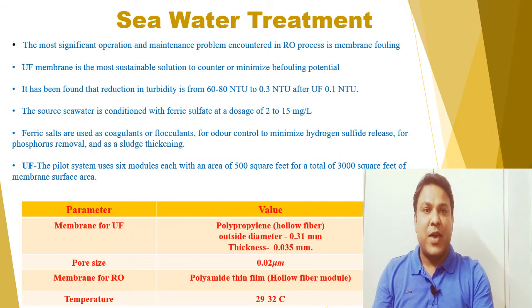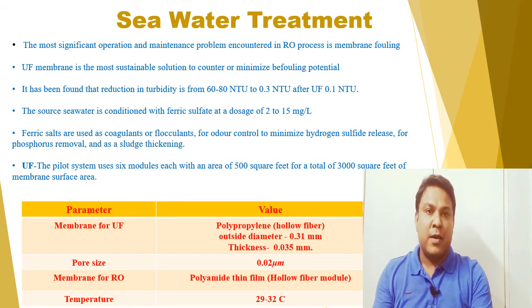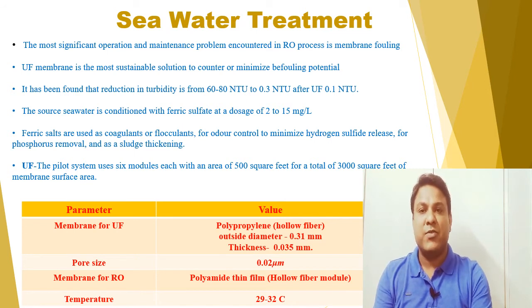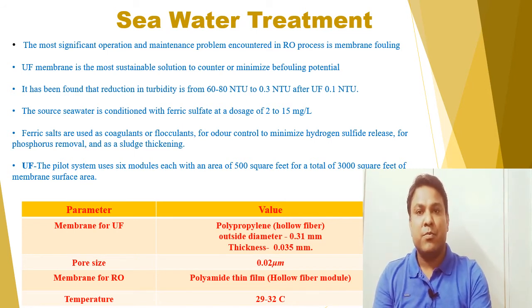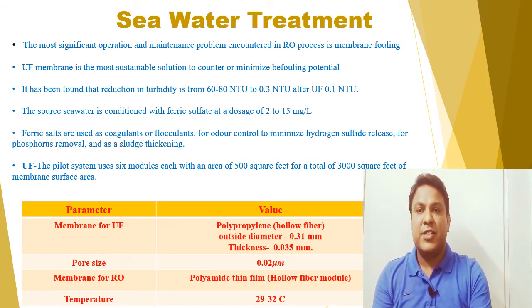As we discussed with seawater treatment, the most significant operation and maintenance problem encountered in the RO process is membrane fouling. We have also discussed this in the membrane fouling section. The UF membrane is the most sustainable solution to counter or minimize fouling potential. It has been found that turbidity is reduced from 60 to 80 NTU to 0.1 NTU after UF.